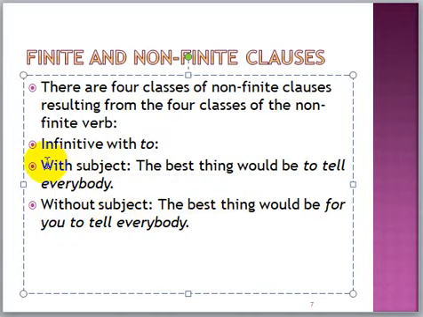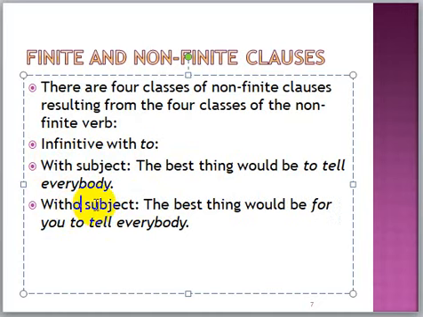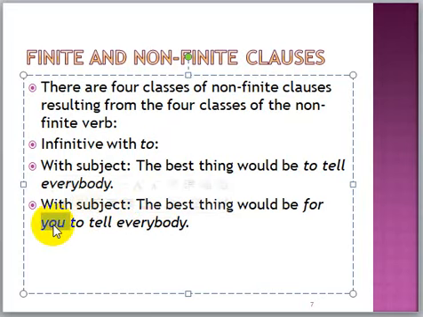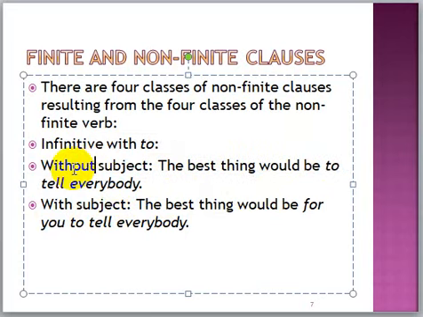Now here the sentence is with a subject, not without a subject. The sentence with a subject, and the subject is "you". Okay, while here, "to tell everybody" has no subject. Come on guys, it has no subject. So I should say the sentence, or the clause, without a subject. These are the two types. Why? Because the examples are different.